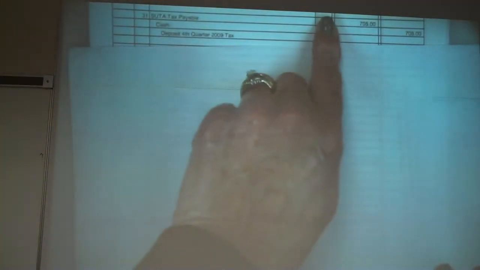On the 31st, record and post the entry to pay the state unemployment tax due from last quarter. State unemployment tax, how much is it? $705. Our transaction is going to look like this one, except for the account numbers. And you can go back later and post it. State unemployment tax payable is our debit for 705. Cash credit for 705. Description, deposit fourth quarter 2011 tax. It doesn't have to be worded just like mine.